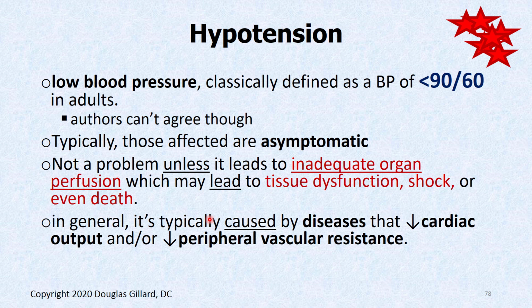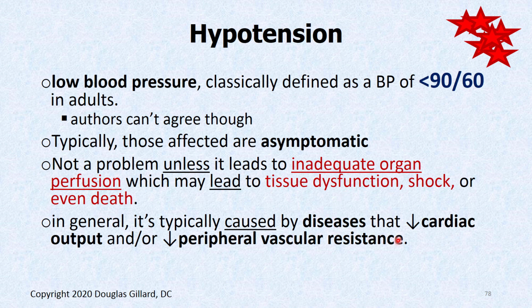Hypotension is low blood pressure, anything under 90 over 60. The authors can't really agree on what those numbers are. Those are Robbins and Rubin's. It's typically an asymptomatic problem. We don't even worry about it. When do you worry about hypotension? We worry about it when symptoms start showing up. A patient starts getting really dizzy when they stand up fast, to the point of passing out. Then we might have to act on that, because that's getting to the point where it's affecting the organs, and there could be some organ damage because of it.